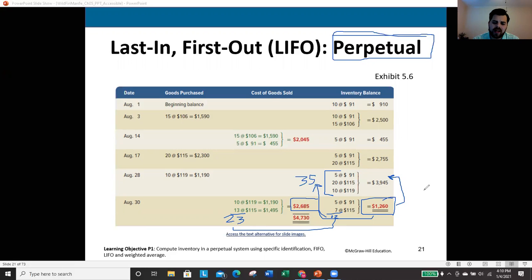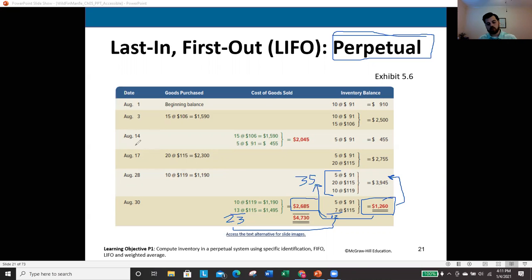Now, you say, well, why did the dates matter? I want to point something out. If this was LIFO periodic, I would have started with my absolute last in purchase, which would have been the 10 at 119. That is my absolute last in purchase, right? So because these were last in under a periodic system, I could have sold these 10 units that I got on August 28th in my sale on August the 14th, because I wouldn't be updating anything till the end of the period anyway.